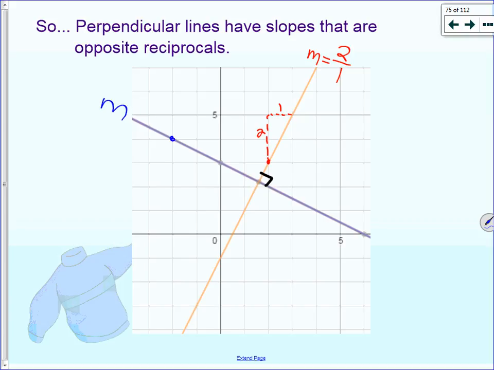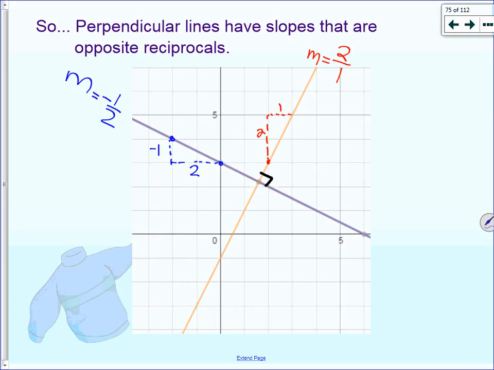Okay, so here to here, you go down 1. Same thing. It's the same thing. You were right. So the slope is -1 over 2. Are those, in fact, opposite reciprocals? Yeah.